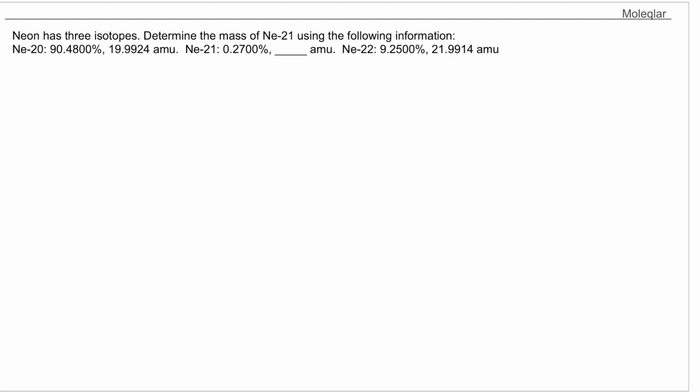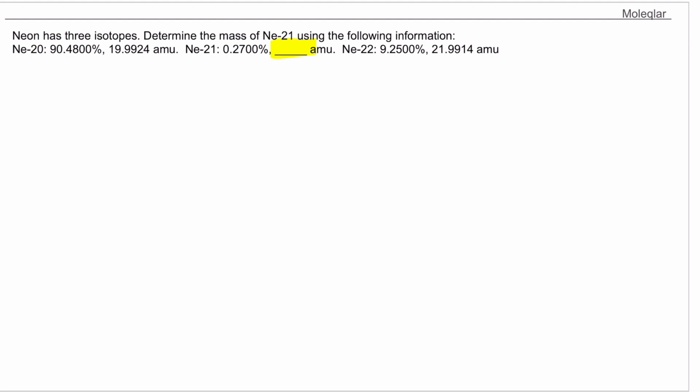All right, here we are doing another example where we are going to have to find the mass of an isotope. Here we are given three isotopes, neon 20, neon 21, and neon 22, and we have to find the unknown mass of neon 21. We have that little blank here in the question. So it says that neon has three isotopes, and we need to determine the mass of neon 21 using this following information.